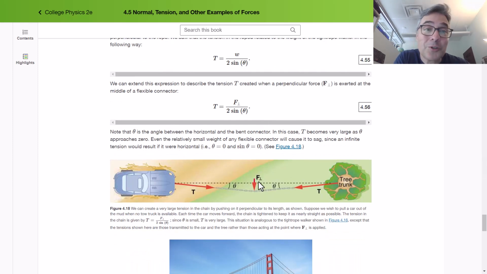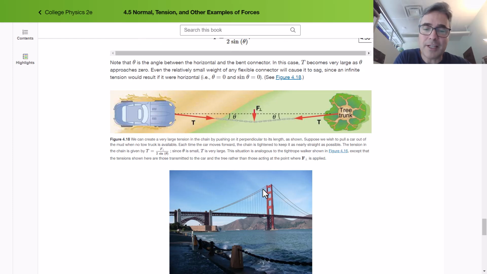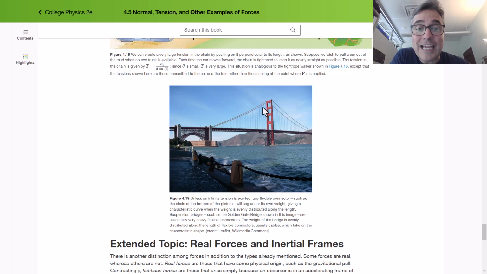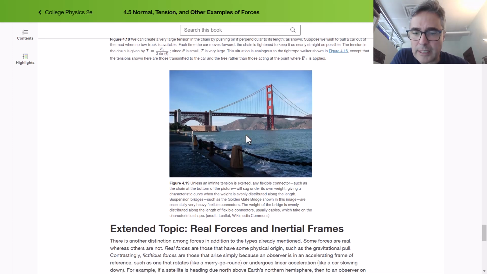And conversely, it's an old trick that if you have a chain connecting a very strong tree to your car, which is stuck in the mud or something, if you push sideways on that chain, even with a small force, it creates a very big tension force, and it's sometimes enough to pull the car out. So people have used physics tricks like that to try to get their car unstuck. And the text talks here about the tension which is holding up the Golden Gate Bridge.